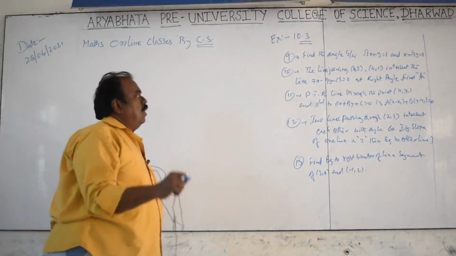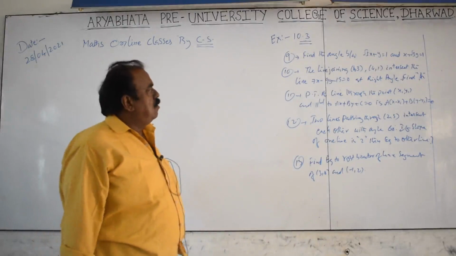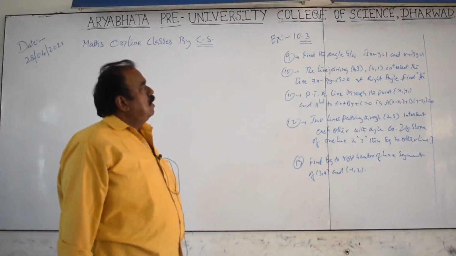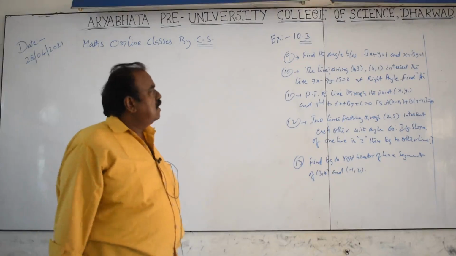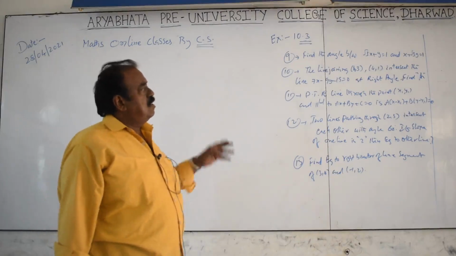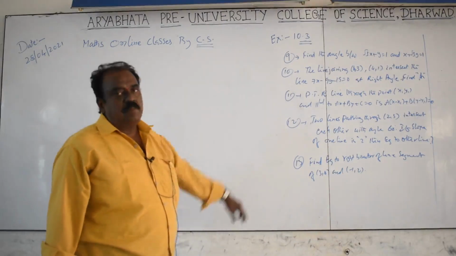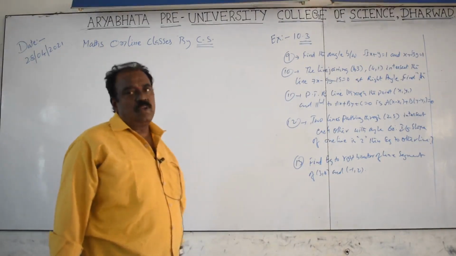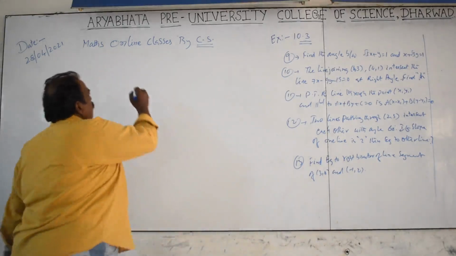Next one, the 10th one. The line joining h comma 3 and 4 comma 1 will intersect another line, the second line, at right angle. Then find the value of h. Shortly I wrote on the board, it is for my sake only. You open the textbook and see that. The 10th one.